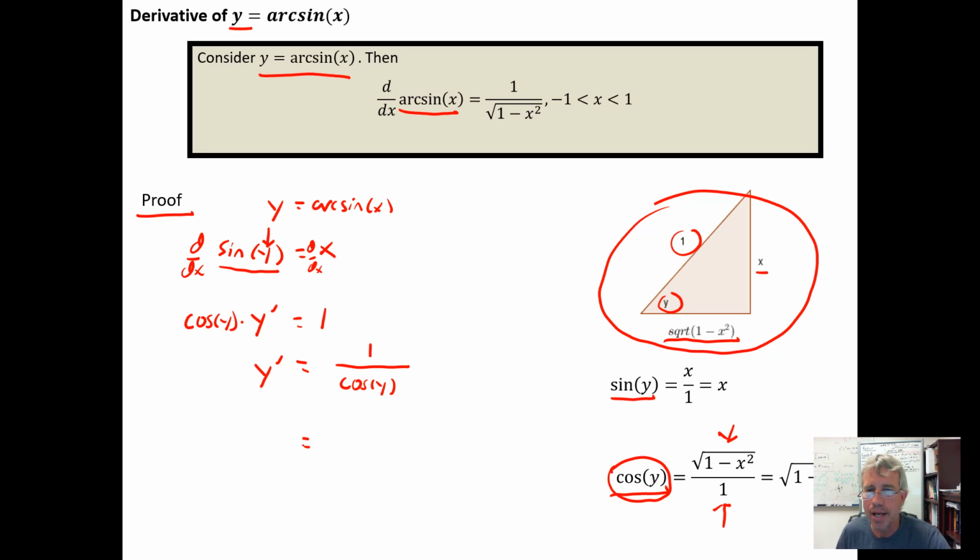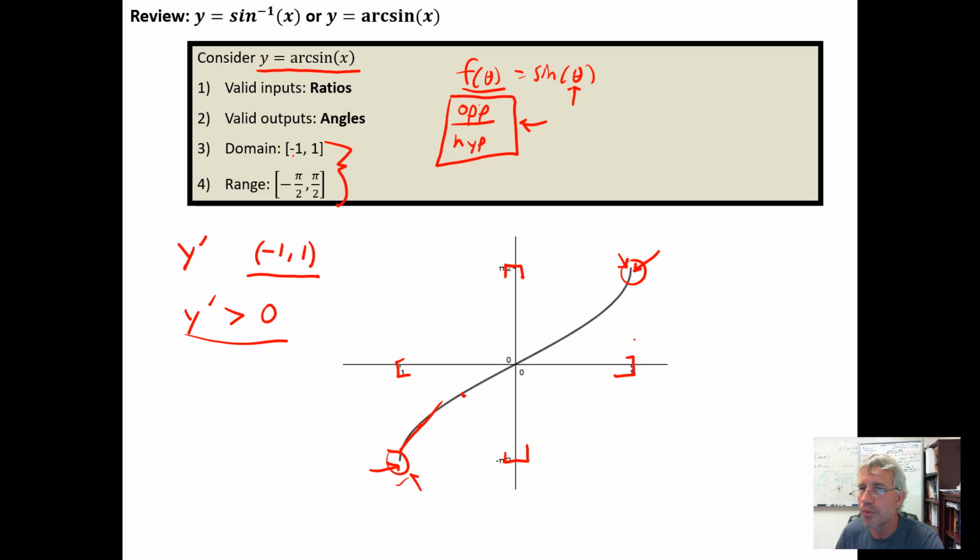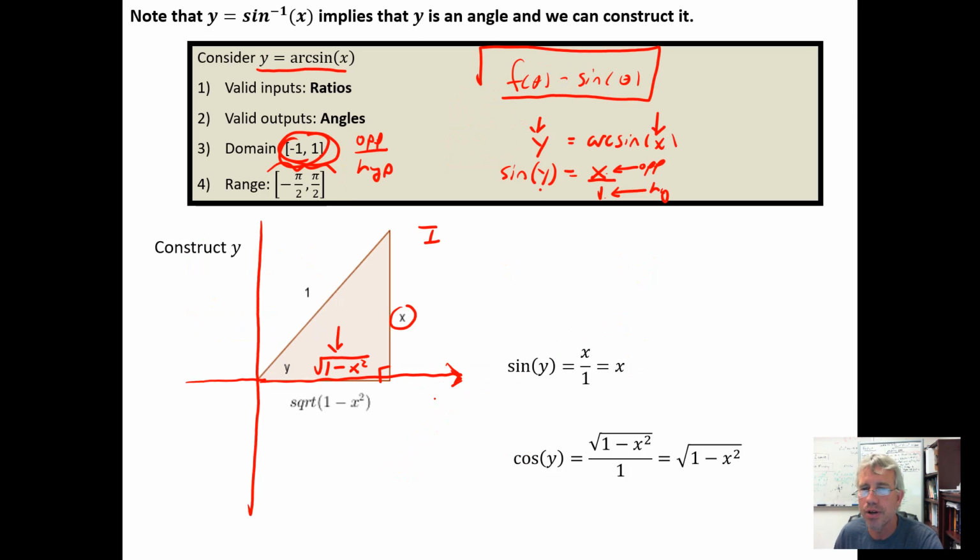But we want to get back into x coordinate world, and the cosine of y, by the triangle we've constructed, is just the square root of 1 minus x squared. Because this value is always positive, we don't need to worry about possibly implementing an absolute value symbol. So this number is always positive, which corresponds to what we were expecting by looking at the graph of the arc sine function.